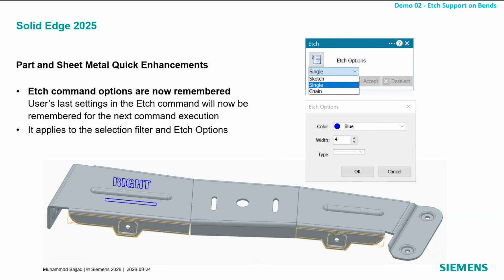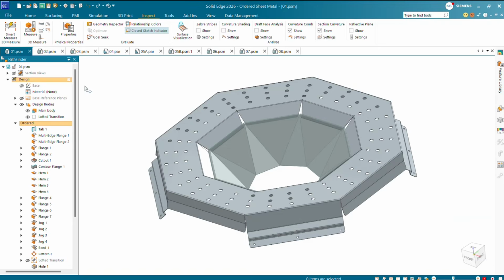Another similar quick little enhancement that we have for Solid Edge 2025 is that the Etch command options are remembered. So the user's last setting in the Etch command will be remembered for the next command execution. And this applies to the selection filter and both the Etch options as well. So again, we can take a look at this in Solid Edge just to show you.